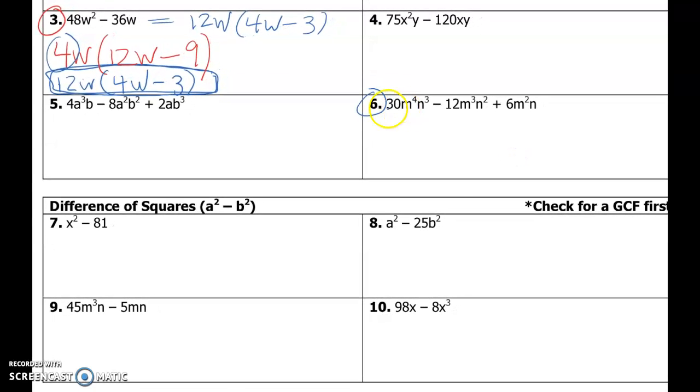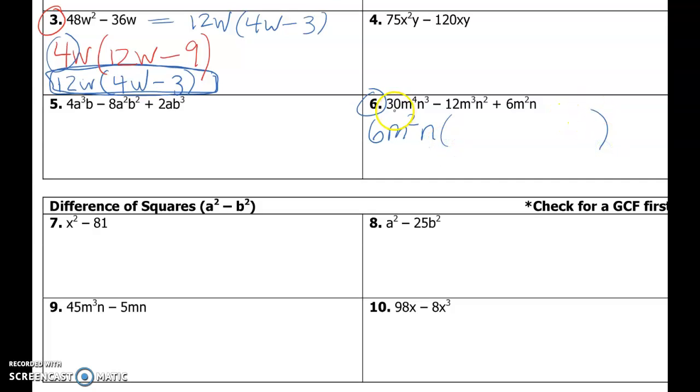Or all 3 of them, sorry. So 30, 12, and 6. I know the number 6 goes into all of those. And there's 4 m's, 3 m's, and 2 m's. So I know I can take out 2 m's from each of them. N cubed, n squared, and n. So all of them have at least one n.